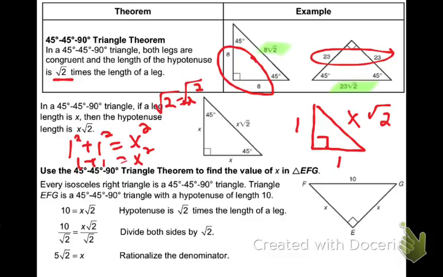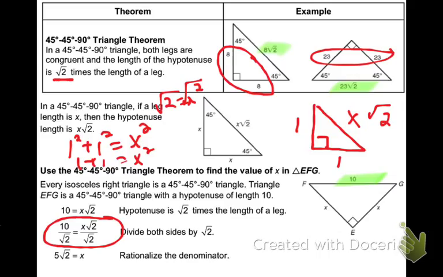But what happens if I'm given the hypotenuse? Well, if I'm given the hypotenuse, instead of multiplying by the square root of 2, now I need to divide by the square root of 2. But what happens here, and this is where we kind of have to use some math properties, is I cannot divide by a radical. Can't have a radical in the denominator. So what happens then is I need to multiply by the square root of 2 over the square root of 2. Essentially that's multiplying by 1.